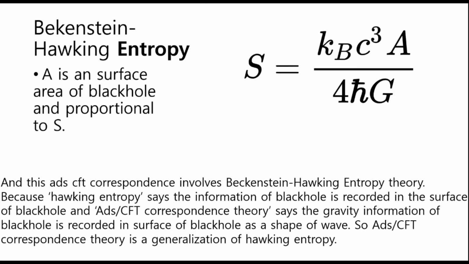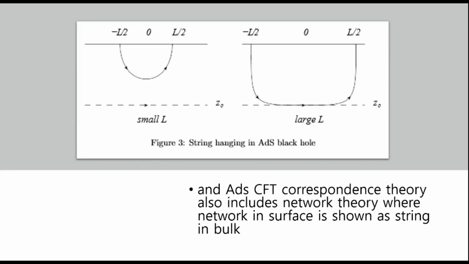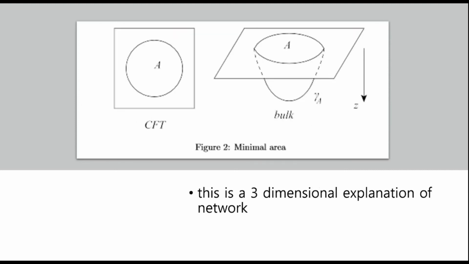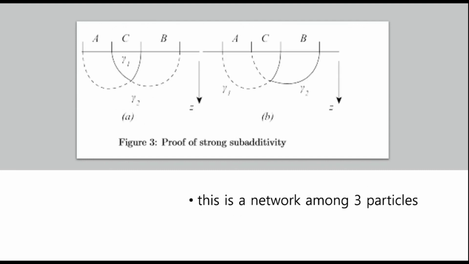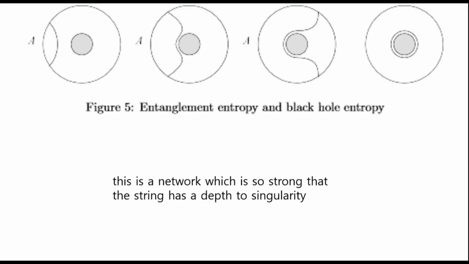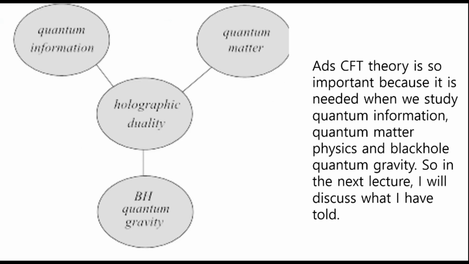In the above equation, A is the surface area of the black hole and is proportional to entropy. And ADS-CFT correspondence theory also includes network theory, where a network on the surface is shown as a string in the bulk. This is the 3-dimensional explanation of a network. This is a network among 3 particles. This is a network which is so strong that the string has a depth to the singularity. ADS-CFT theory is so important because it is needed when you study quantum information, quantum metaphysics, and black hole quantum gravity. So in the next lecture, I will discuss what I have told.